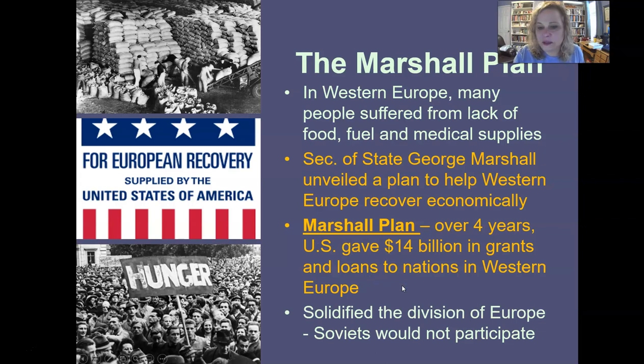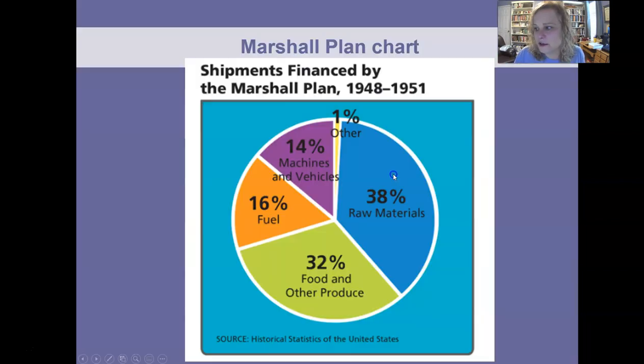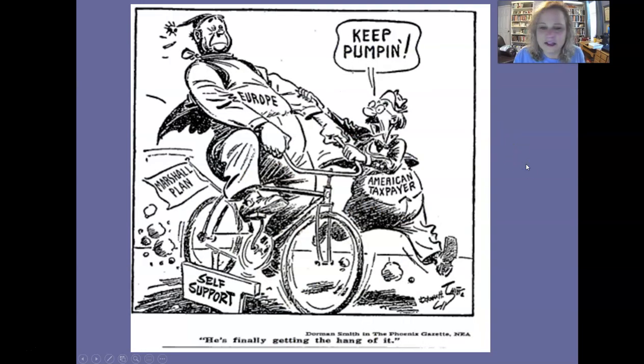But this is going to really solidify that division, really make that solid iron curtain, because we are giving so much financial aid to Europe, Western Europe. And you can see, if you're just interested in where exactly the money was going, this tells you exactly how much money was going to each part of it. And this is a political cartoon, kind of satirically saying the American taxpayer. You can tell that Europe is almost seen as like a large, dumb, for lack of a better term, baby, and we're trying to get it off of its training wheels.